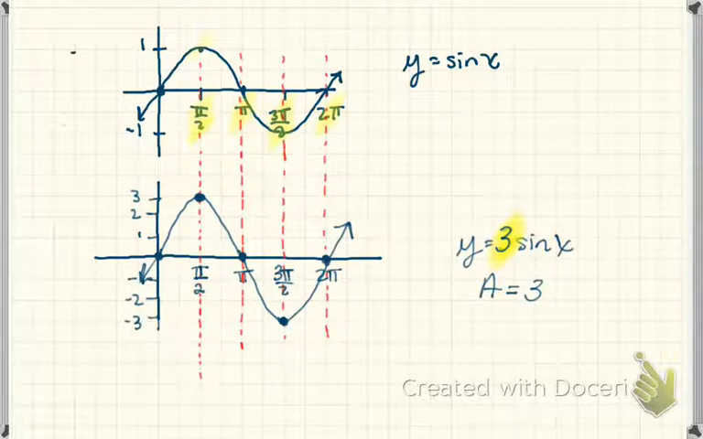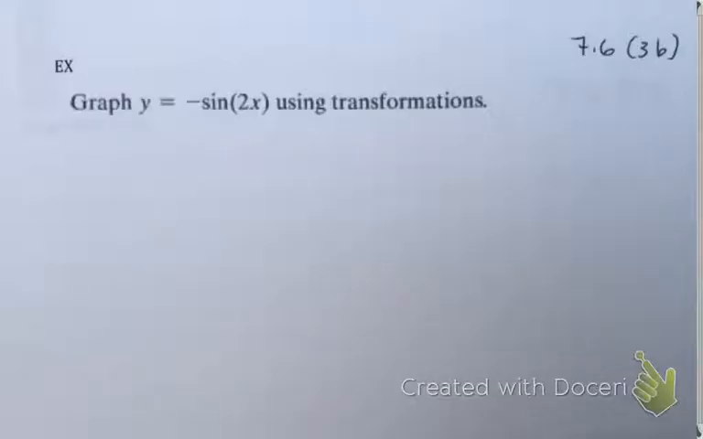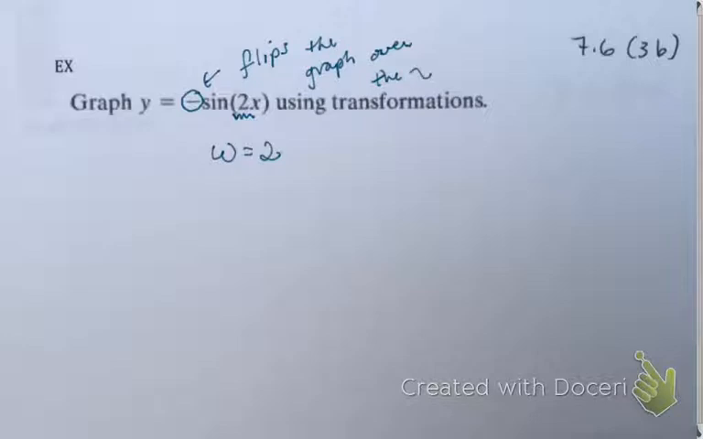I'm going to do one more, and then I'm going to stop this recording and we'll do part 2. The next question you have to do is graph y equals negative sine of 2x using transformations. Before we do that, let's write a couple things down. Omega equals 2. Do you see there's something in front of x? And also, we have a negative sign. The negative sign flips the graph over the y, or excuse me, the x-axis. I lied to you. It's over the x-axis.